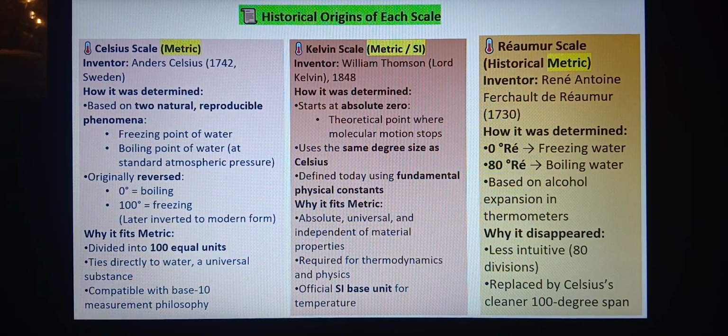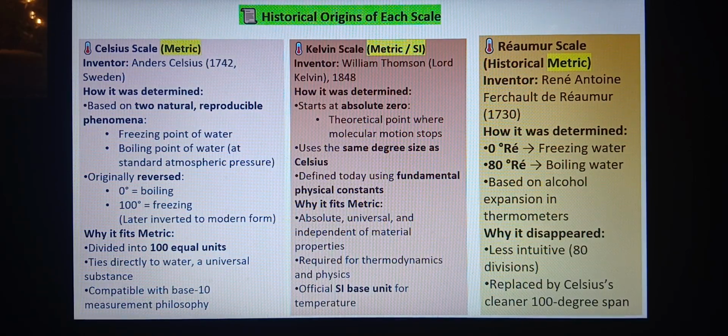Originally, Celsius was reversed. I don't think many people know this. 0 degrees represented boiling and 100 degrees represented freezing. Later, it was inverted to the modern form that we use today. Why it fits metric? Because it's divided into 100 equal units. It ties directly to water, a universal substance, and it's compatible with the base 10 measurement philosophy.